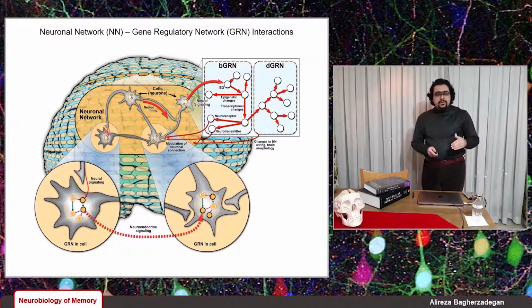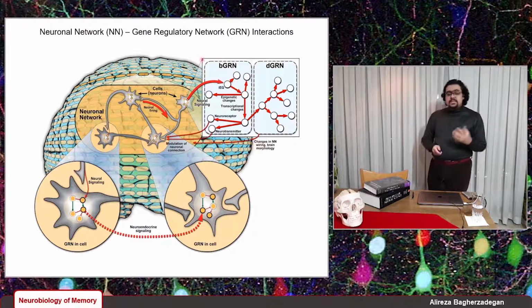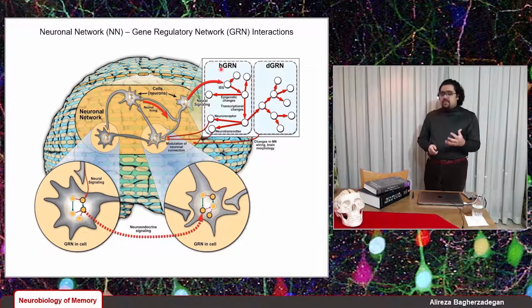In another example, gene regulatory networks actually affect the activity of neuronal networks. For instance, the expression of a particular protein, which is controlled by a gene regulatory network, may have some impacts on the firing properties of a single neuron. Okay, it may change the firing property of a single neuron. So this is an example of how a gene regulatory network, particularly a behavioral gene regulatory network, may impact the activity of a neuronal network.